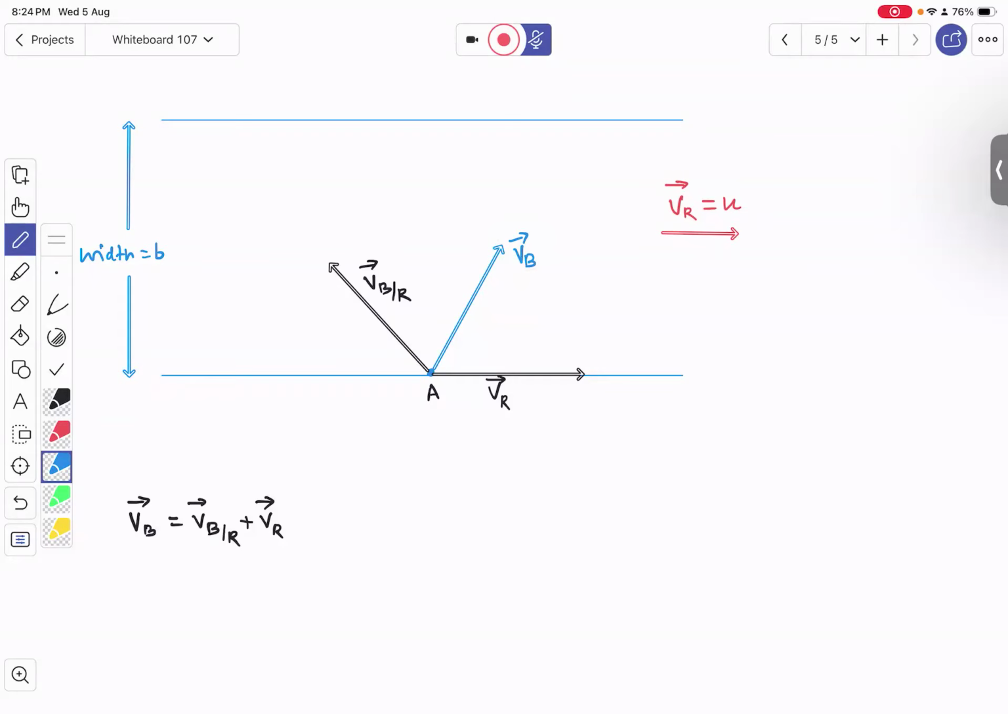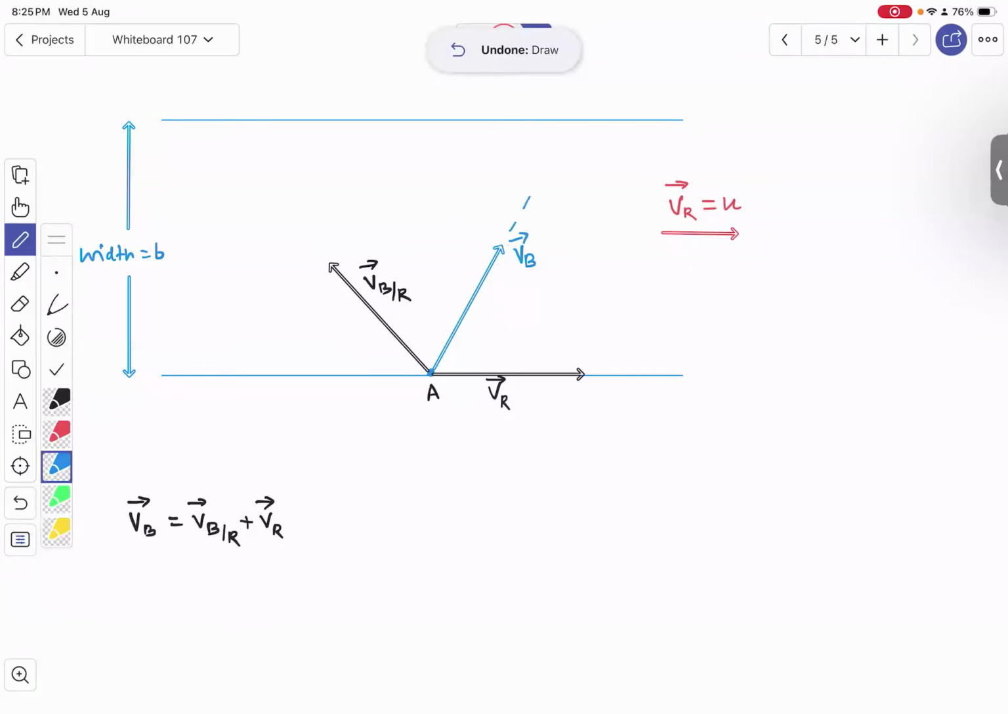Now, if I tell you that the VBR vector is constant with respect to time, and the VR vector is constant with respect to time, then whatever that VB vector will be, it must also be constant with respect to time, not changing. So due to that, the VB vector will always be directed in the same direction.